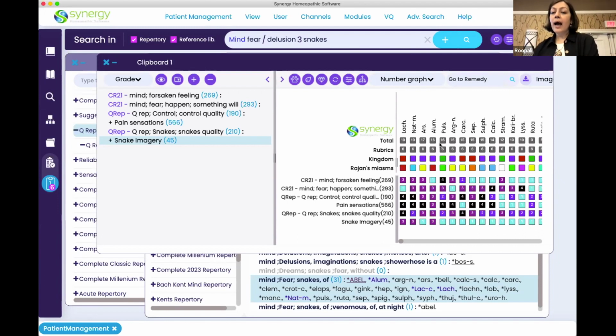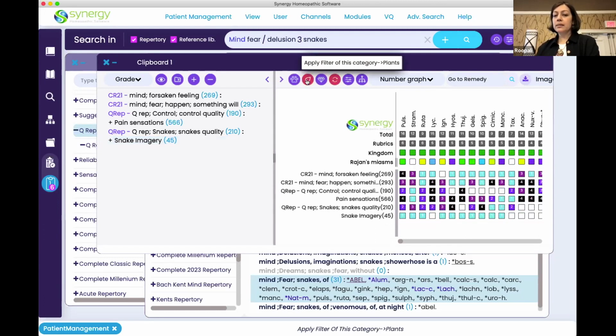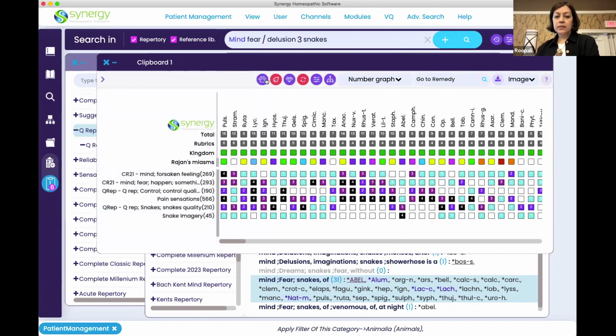But in this case, I feel really like this is a plant remedy. So the first thing that I will do is just use one of these filters at the top, which are pre-built for kingdoms, and I will just restrict it by plants. And so you see now the remedies that come up, and it'll be easier if I do this. I'm hiding the clipboard for a while and just looking at the graph. You can see the remedies that come up are also sort of running the gamut in terms of the plant remedies. They're all over the place.